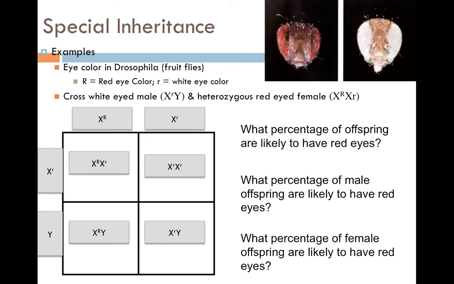So what percentage of our offspring, again, doesn't matter the gender, are likely to have red eyes? So if you look, it should be 50%.